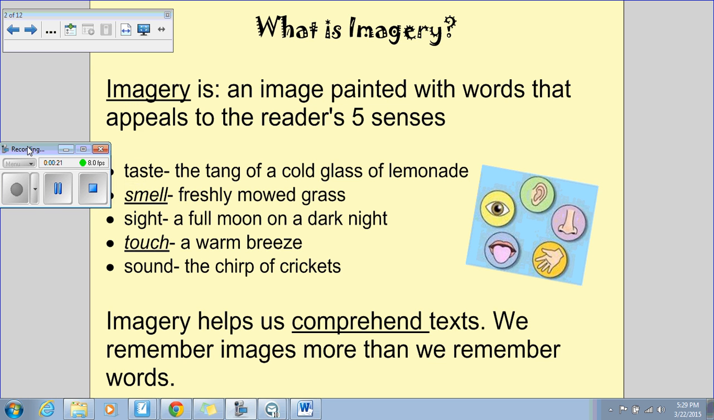First of all, we need to identify what imagery is. Imagery is an image painted with words that appeals to the reader's five senses. All authors use imagery to help you as a reader be able to paint a movie in your head. Imagery helps us comprehend texts. We remember images more than we remember words. Authors do this by identifying a taste, smell, sight, touch, or even a sound.